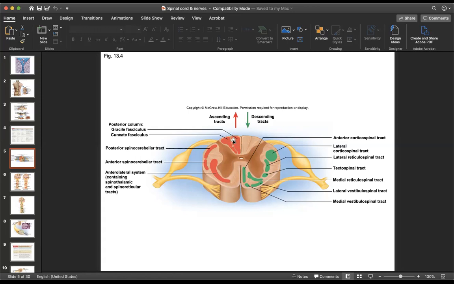The ascending tracts are your sensory tracts, and that's information carried up to the brain. And again, what they refer to as columns: your gray matter is divided into horns. So there's your ventral horn, dorsal horn, and you can think of that as dividing the white matter into columns. You've got ventral columns here, lateral columns over here, dorsal columns back here. Again, left and right. These are bilateral.